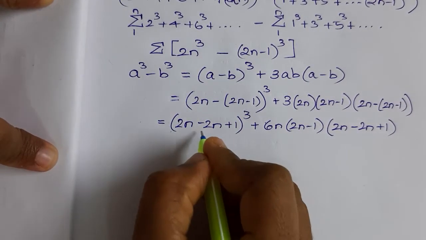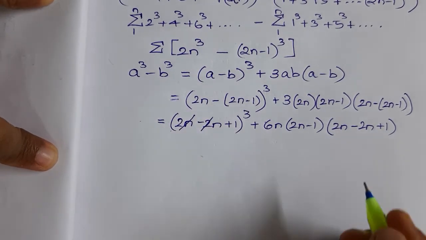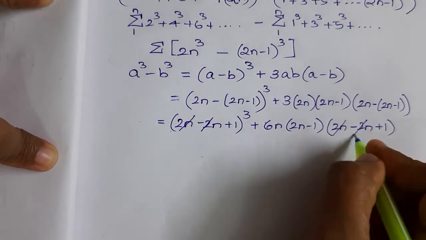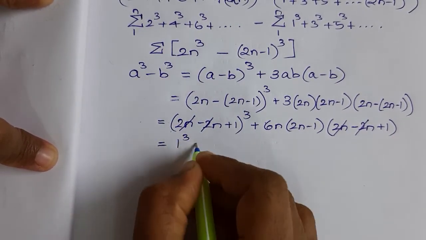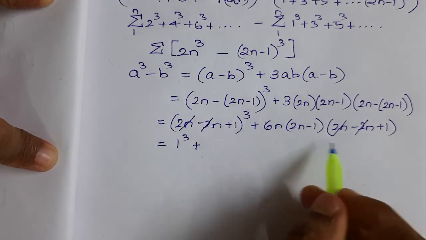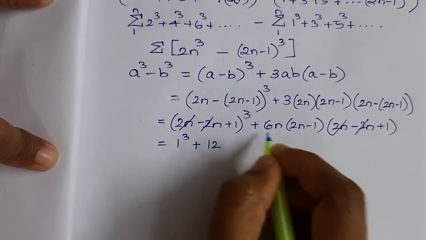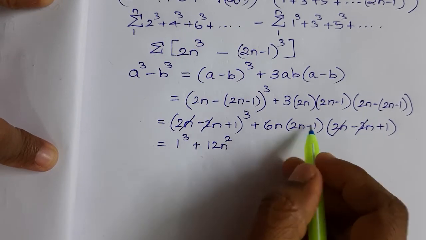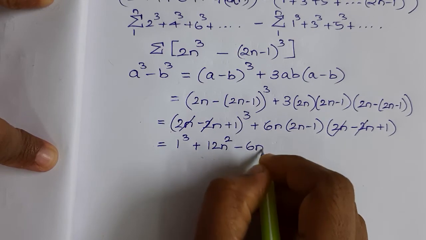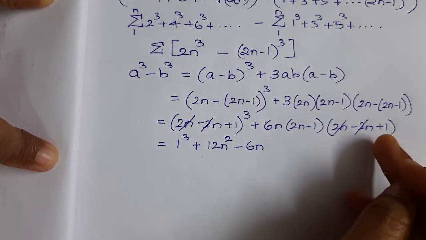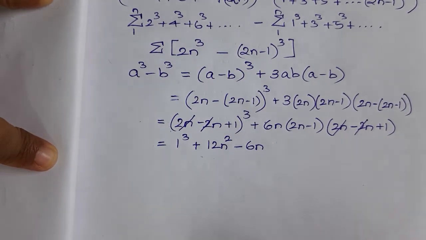So here inside this bracket, 2n minus 2n gets cancelled. The same way 2n minus 2n gets cancelled. The remaining here is 1. So 1 cube plus, now multiplying within, 6 2s are 12. N into n is n squared. Plus into minus is minus. 6n minus 1 is 6n. And here it is nothing but 1. So when you multiply any value with 1, it is going to be the same.